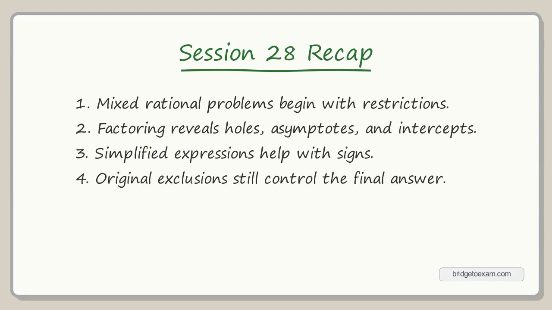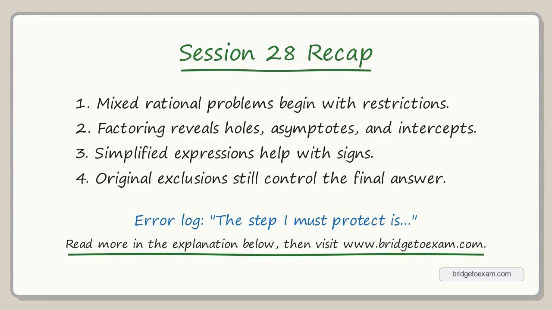Let's recap. Mixed rational problems begin with restrictions. Factoring reveals holes, asymptotes, and intercepts. Simplified expressions help with signs. Original exclusions still control the final answer. Before moving on, write 1 sentence. The step I must protect is.